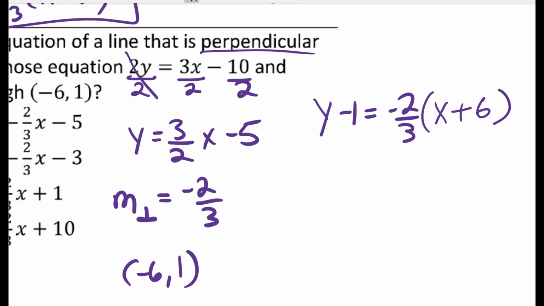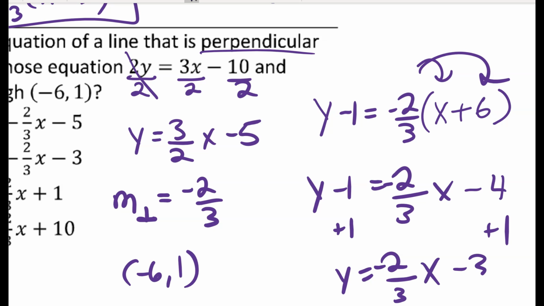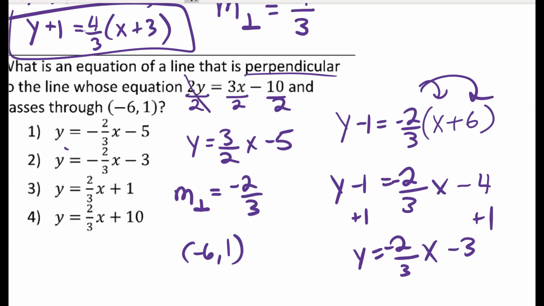Again, minus a negative 6 is just plus 6. I'm going to distribute that negative 2/3. Negative 2/3 times x is just negative 2/3 x. And if you're not sure what negative 2/3 times 6 is, you could always just plug that straight into your calculator. It's negative 4. So if I add 1 to both sides to isolate y, I'm just left with y equals negative 2/3 x minus 3. So I get answer choice 2.